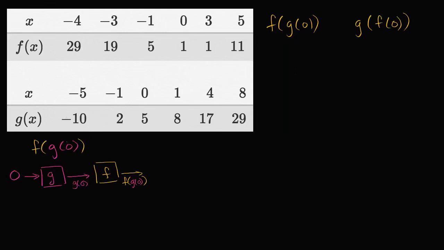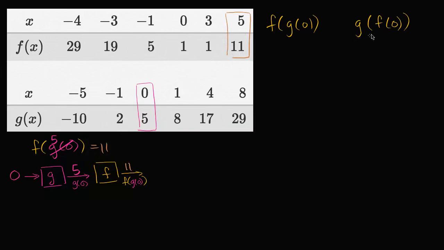Well, what's g of 0? When we input x equals 0, we get g of 0 is equal to 5. So that is 5. So we're now going to input 5 into our function f. We're essentially going to evaluate f of 5. When you input x equals 5 into f, you get f of 5 is equal to 11. So this is going to be 11. So f of g of 0 is equal to 11.